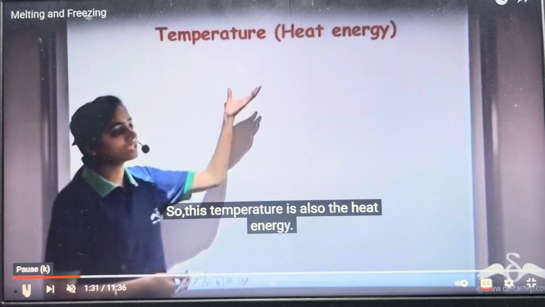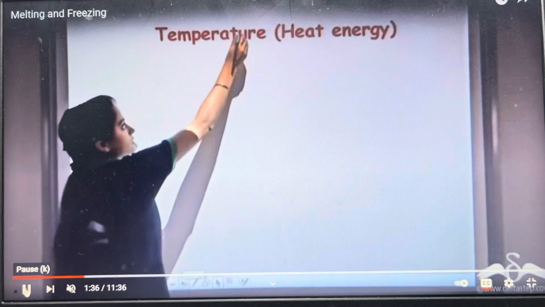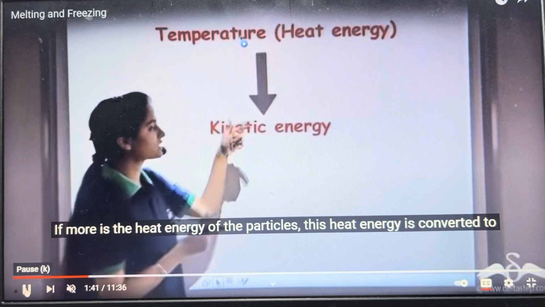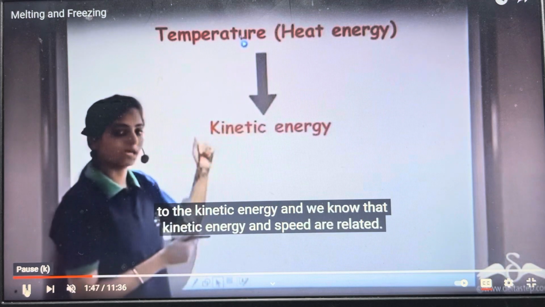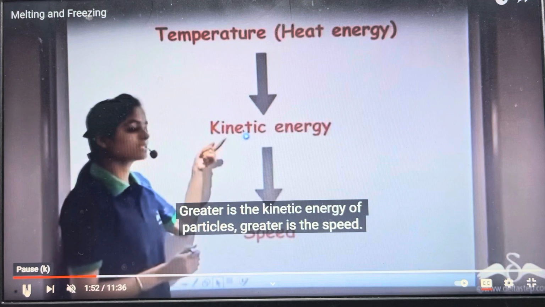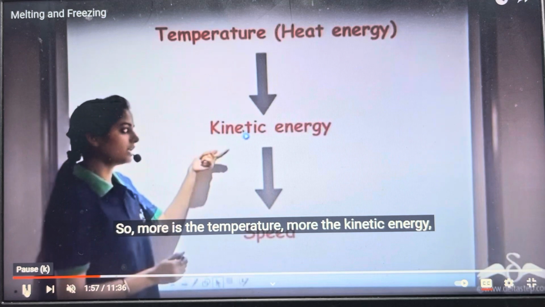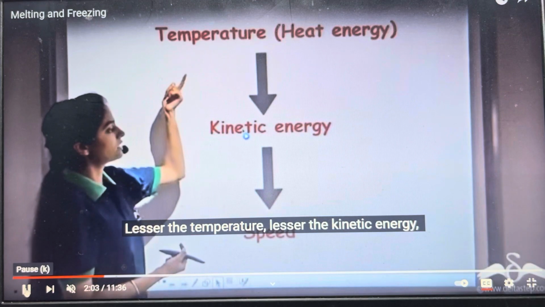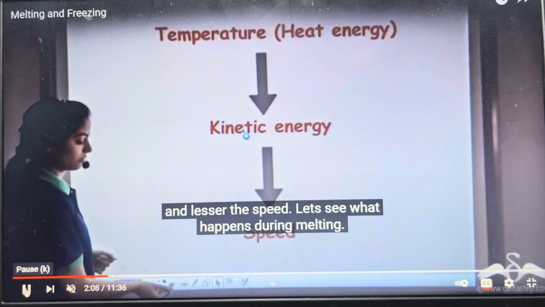So this temperature is also the heat energy. As the temperature increases, more is the heat energy. If more is the heat energy of the particles, this heat energy is converted to the kinetic energy. We know that kinetic energy and speed are related. Greater is the kinetic energy of particles, greater is the speed. So more is the temperature, more the kinetic energy, greater is the speed. So is it vice versa? Lesser the temperature, lesser the kinetic energy, and lesser the speed. Let's see what happens during melting.